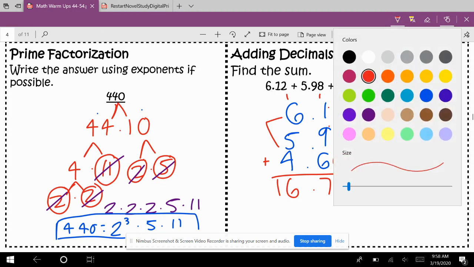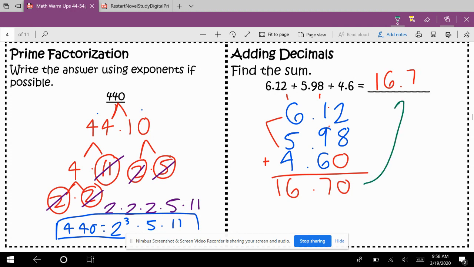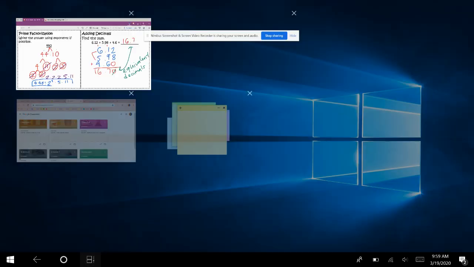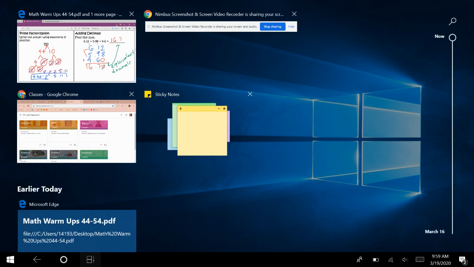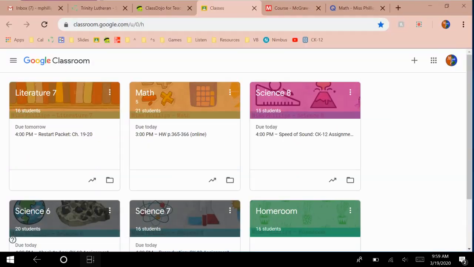And hopefully you remember that those are the same, right? Because all we're doing is getting rid of that 0. So these are what we call equivalent decimals. All right, and that's today's warm-up. So let's go ahead and we'll look at a couple homework questions, I think, if I can get them.